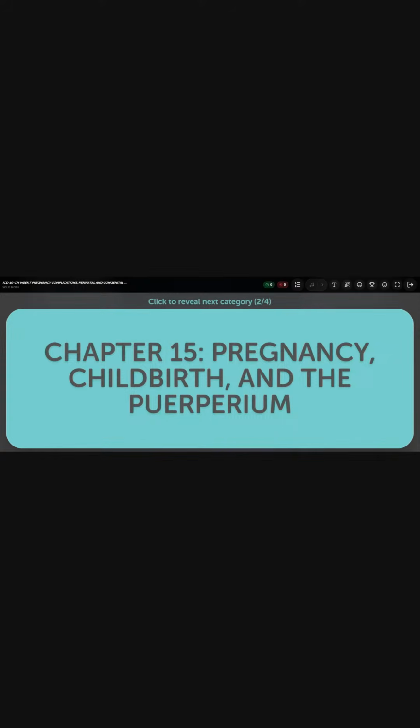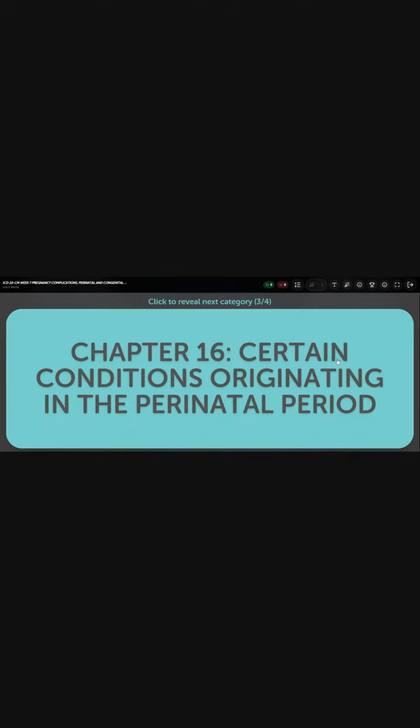The next one is also going to be from chapter 15, pregnancy, childbirth, and the puerperium, just because there's so many guidelines that are a part of chapter 15. So I'm just making it 2 sections. And then we're going to move on to chapter 16, certain conditions originating in the perinatal period. And then lastly, we have our chapter 17, congenital malformations, deformations, and abnormalities.